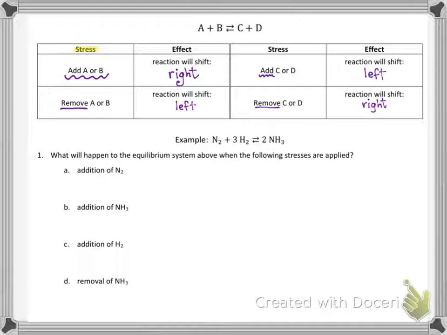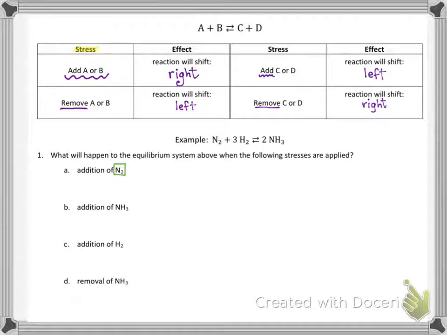Okay, so now let's start getting a little more specific. Let's use an actual chemical system. We are going to use the classic equation of taking nitrogen gas and hydrogen gas to form ammonia. And the question says, what will happen to the equilibrium system above when the following stresses are applied? Let's see how this works.